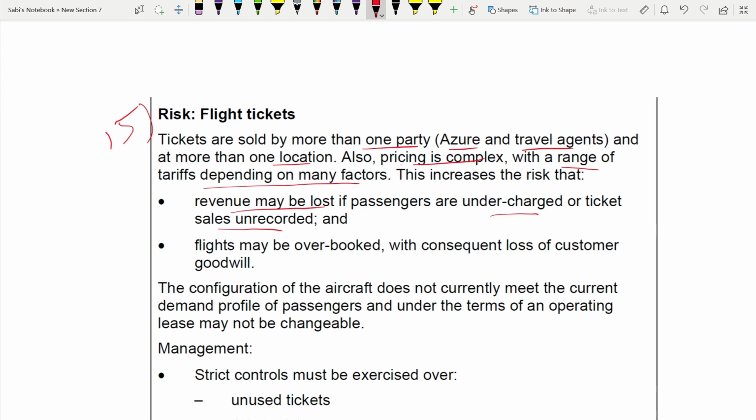So maybe ticket sales are under recorded, that means not recorded what should be recorded as sales, revenue might be lost. Second, flights will be overbooked if you're not booking the flight tickets properly. Okay, so because of this also you're going to lose your customer goodwill. Consequently, as a consequence, no one wants to go on a flight where it's overbooked. You might have to sit in a different class.